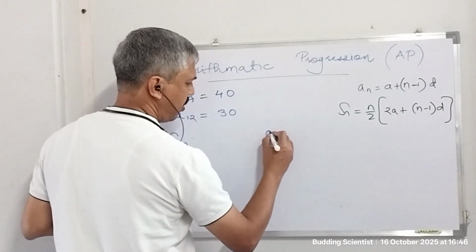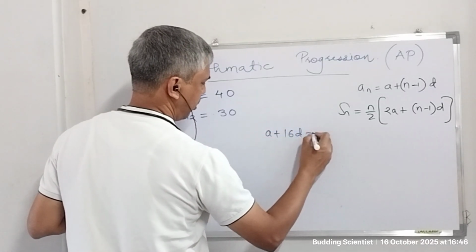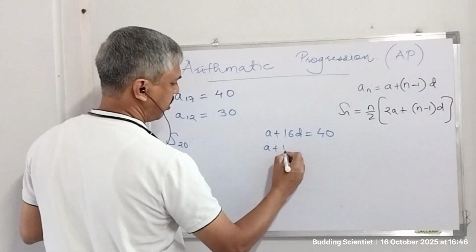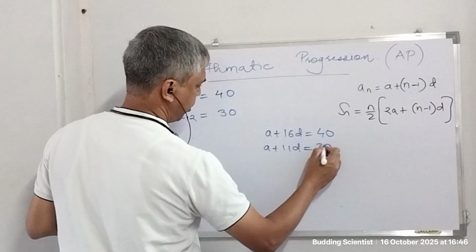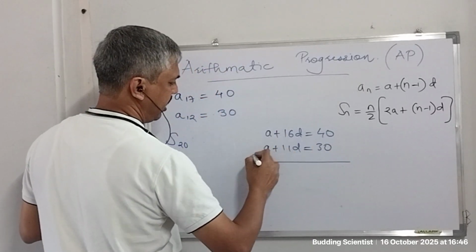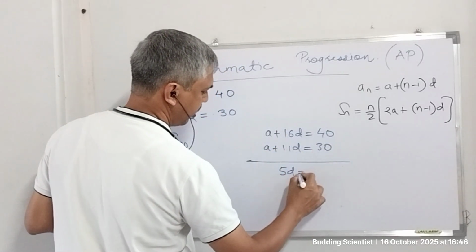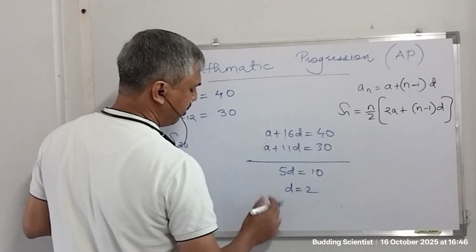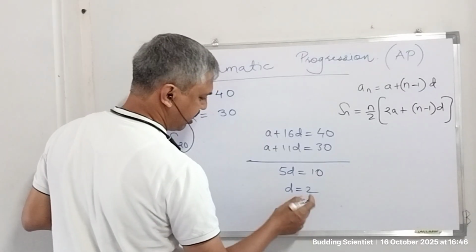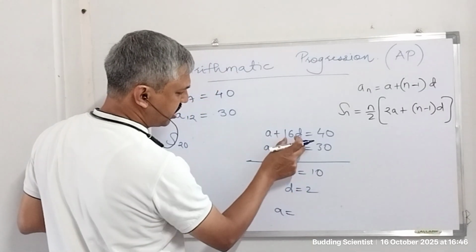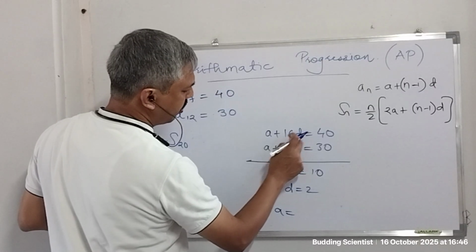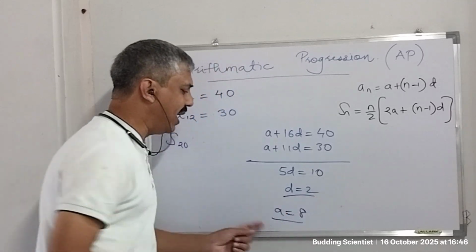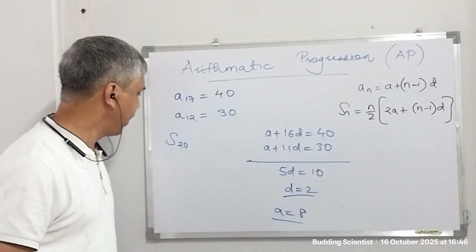A17 is equal to ... A12. Subtract, a cancels, 5d, and d is equal to 2. If d is equal to 2, we'll put it anywhere and get a, by substitution. 16 into d is 32. 40 minus 32 is 8. a is equal to 8. So our sequence will be 8, 10, 12 and so on.